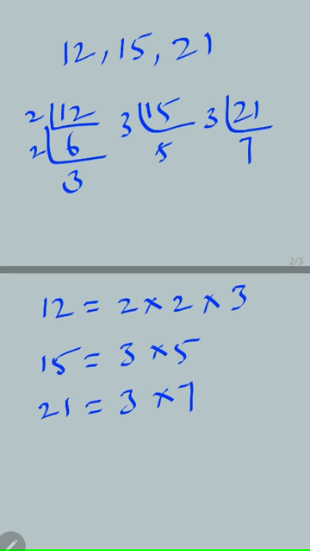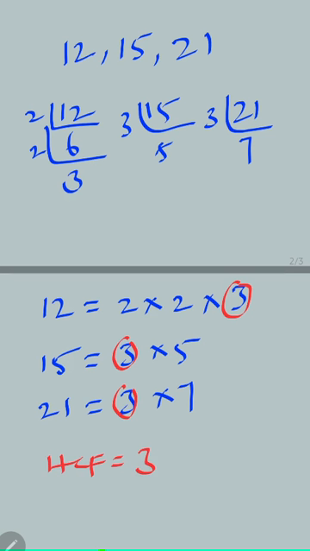After that, what are the common prime factors you find? That is 3. All three numbers 12, 15, 21 have the common prime factor 3. Is any other common factor there? No. Therefore, the HCF of these three numbers is 3 only. Only one common factor.